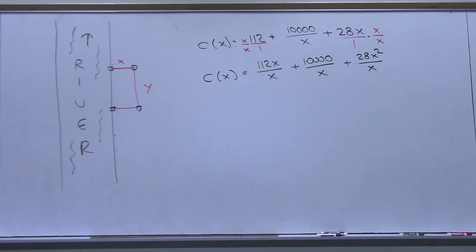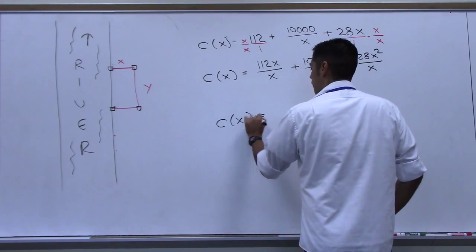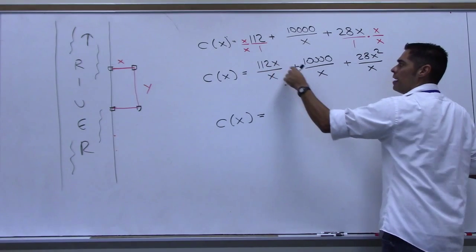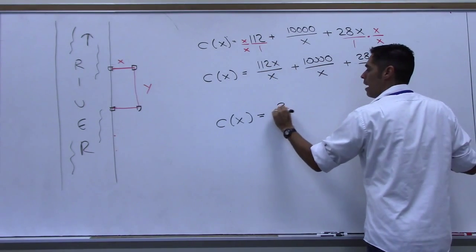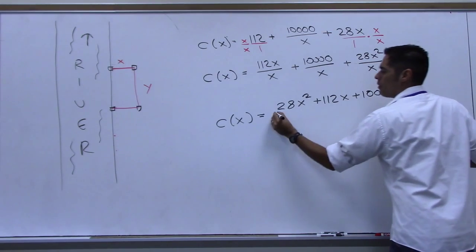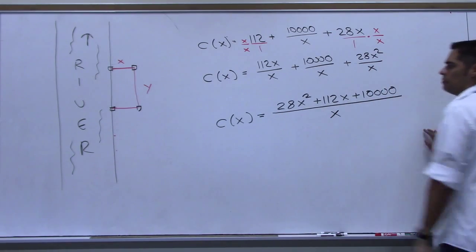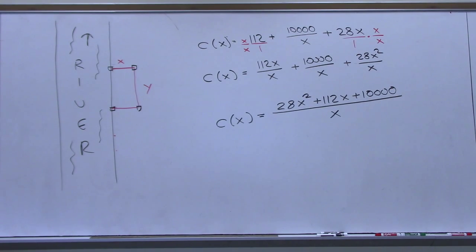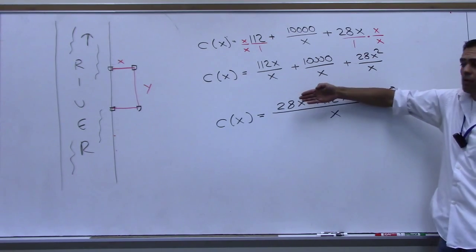They all have the same denominator now, don't they? Yes? Okay, so I can put these all together into one fraction. Thank you. And so when I put them together, it's 112x plus 10,000 plus 28x squared. I'm going to rewrite that in descending order on top, all over x. I just changed the order of things. What type of function is this? It's a rational function. It's a polynomial divided by a polynomial.